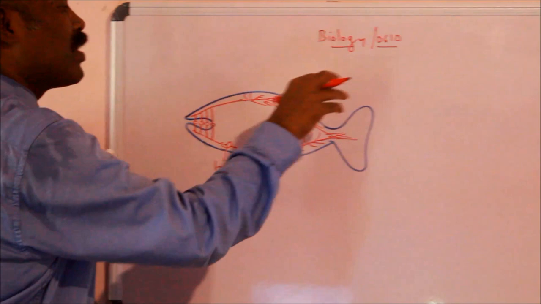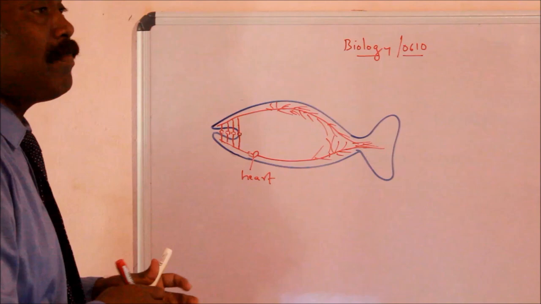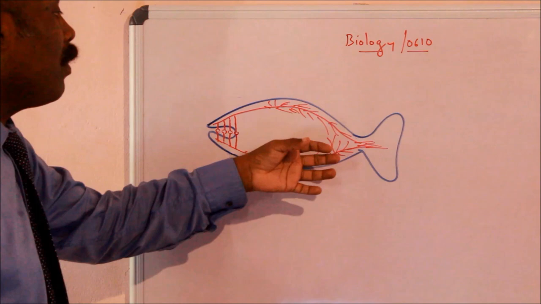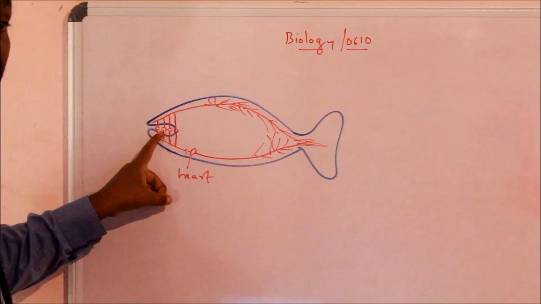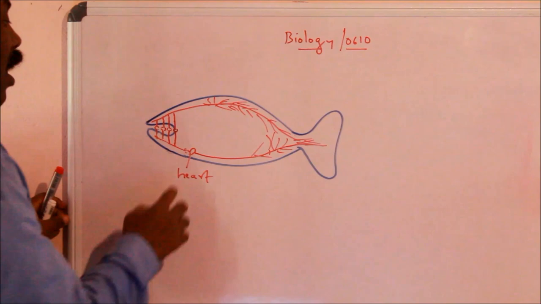Here also it is a closed circulatory system, because blood is moving through the blood vessels. When the blood becomes deoxygenated, it will be collected back to the heart, and it will be pumped from the heart to the gills for oxygenation. Again the blood is circulated. So here you can see the blood is circulated: heart, gills, body.